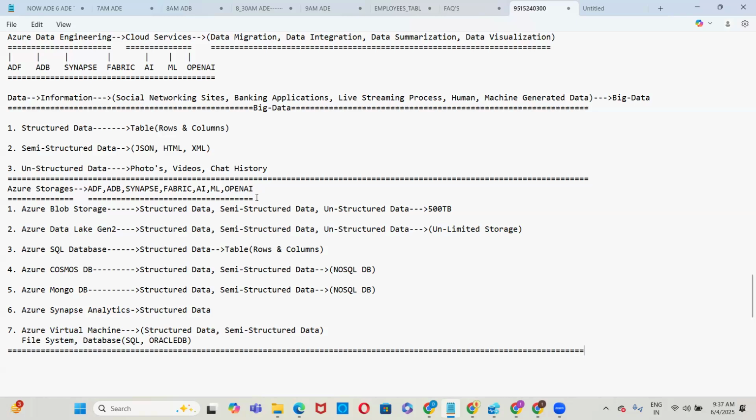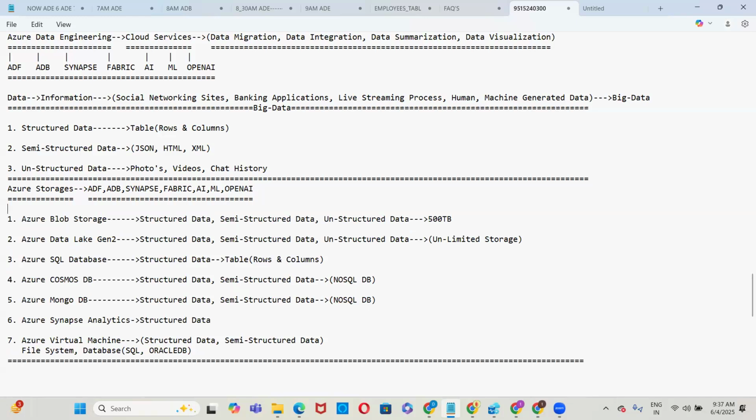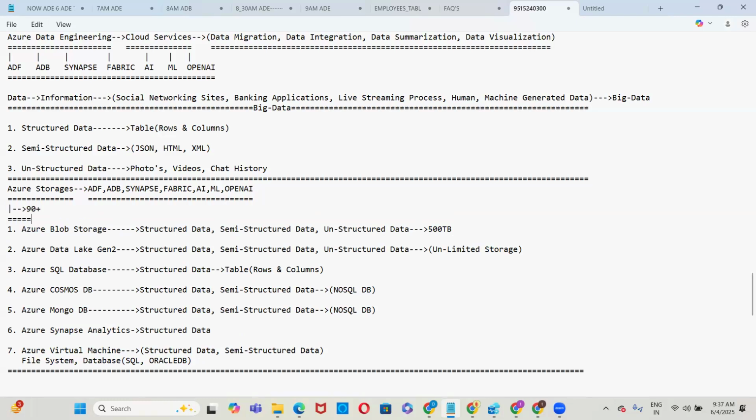Likewise, you have around 90 plus storages, but we don't use all of them. We use them only to a limited extent. Even when you work in real time, we use them up to the extent that is needed for us. So that's it, guys.